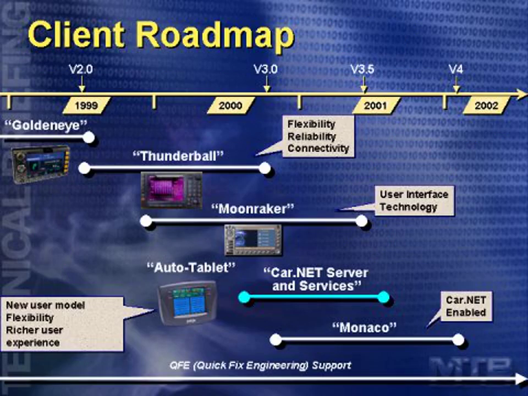The client roadmap: today we have a set of capabilities. We're releasing things in Q3, which is the Thunderbolt device, focusing on reliability and connectivity. And then we're just doing more and more all along. By 2001, we expect to have the Car.net server and services rolling out. The auto manufacturers love this story.